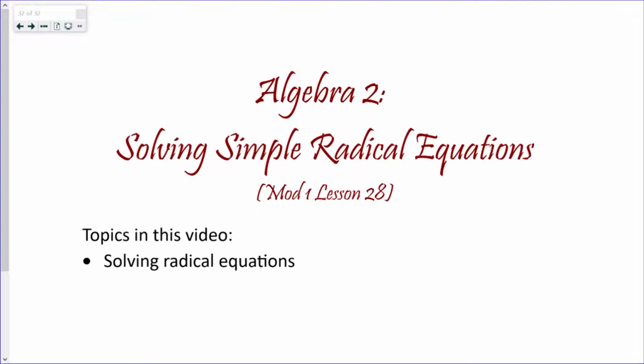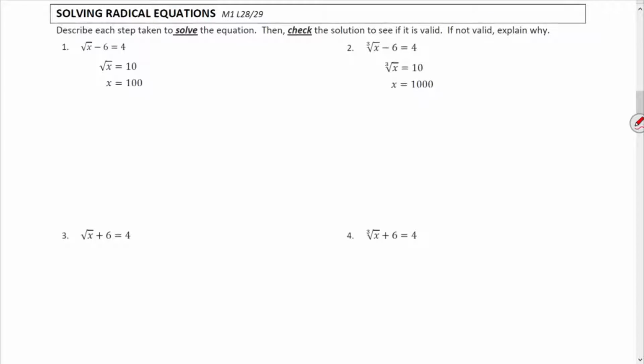This video is about solving simple radical equations. Let's get started. Radical equations are equations with radicals in them, specifically some algebraic expression with the variable inside the radical. And we're working on this: how do you solve an equation like that? So we'll start with some very simple equations and then work to some more challenging ones.